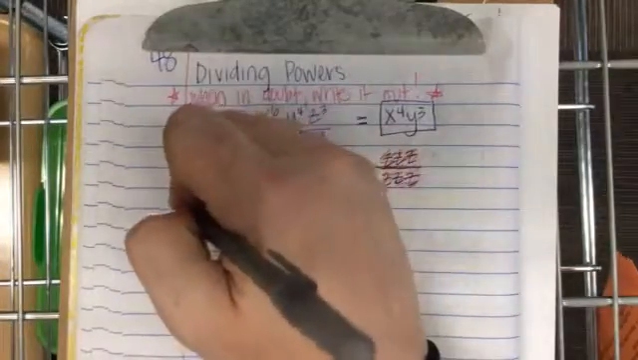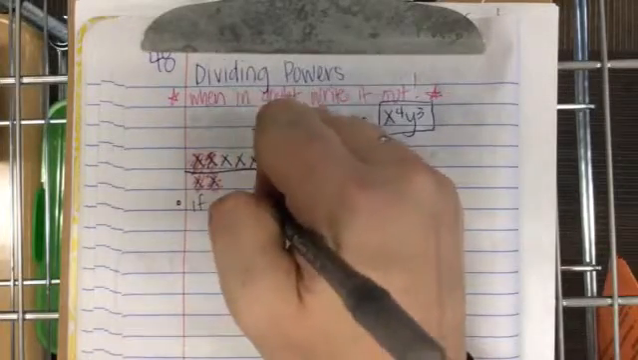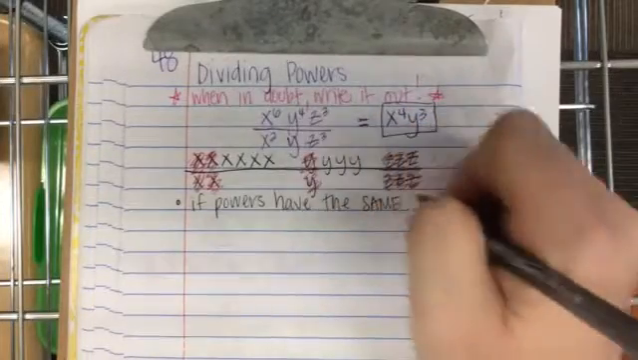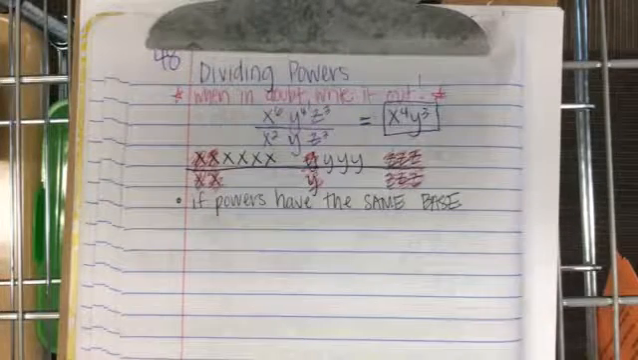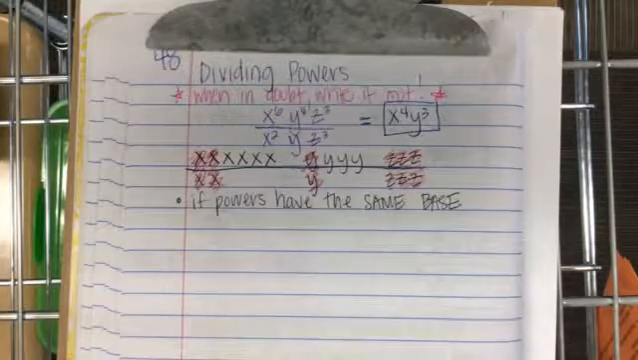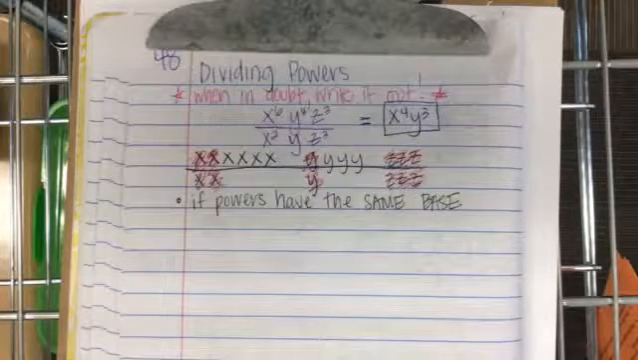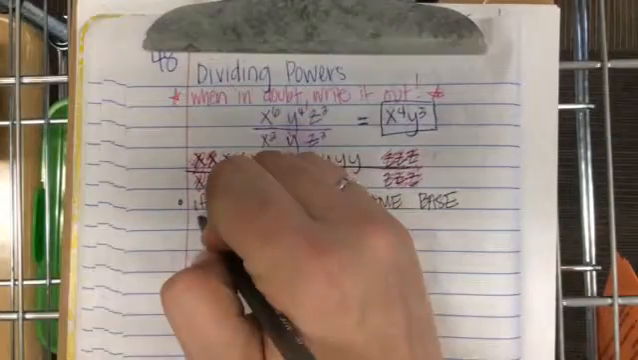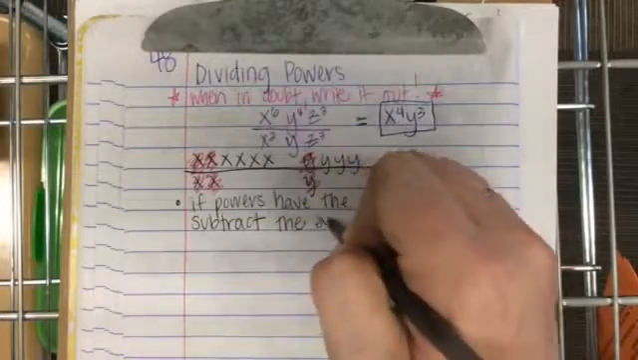Or you can remember the rule. If powers have the same base, again, right? The x's and the x's, the y's and the y's, same base. If it's x to the 6th over y to the 6th, can't do anything. They have to have the same base, the same big number. If they have the same base, and it's a division problem, subtract the exponents.